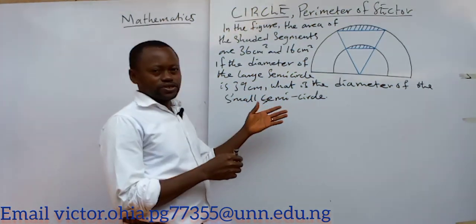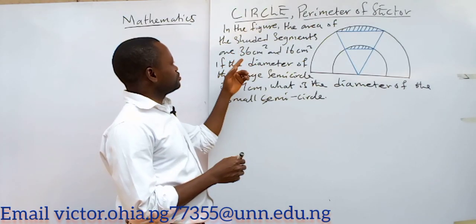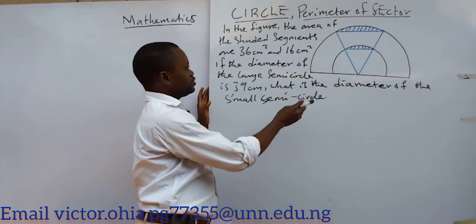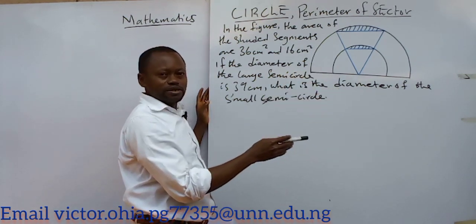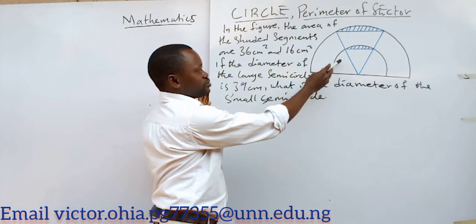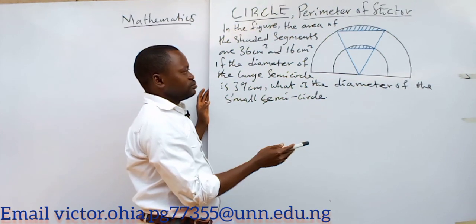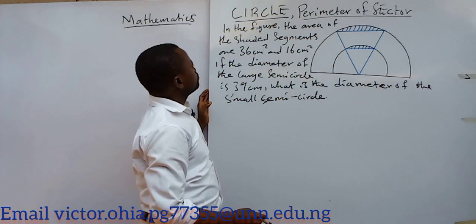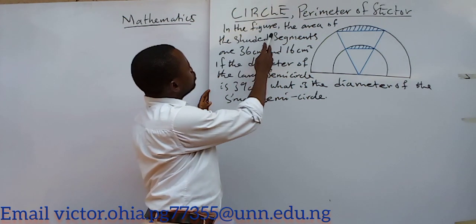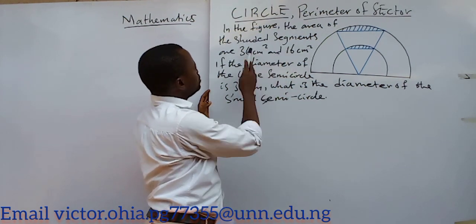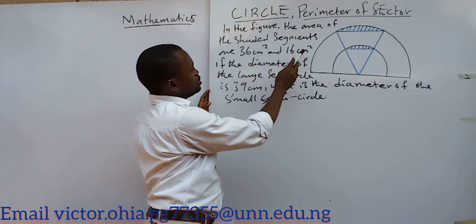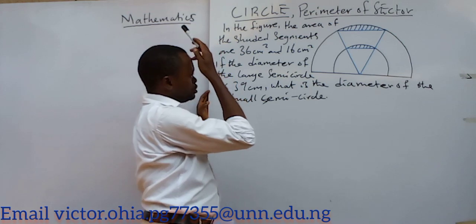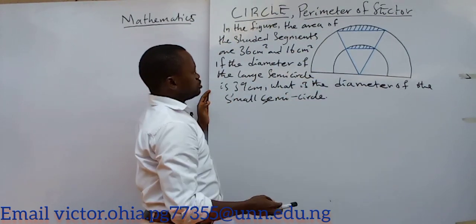So, what does the question say? You see this shaded part, the diagram is a semicircle. It's a small semicircle and a big semicircle, and the small one is inscribed inside the big one. They are saying that in the figure, the areas of the shaded segments are 36 cm squared, that should be the big one, and 16 cm squared, which is the small segment of the small semicircle.